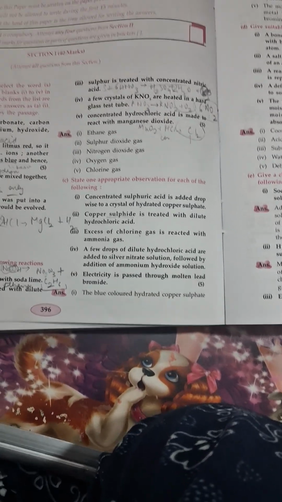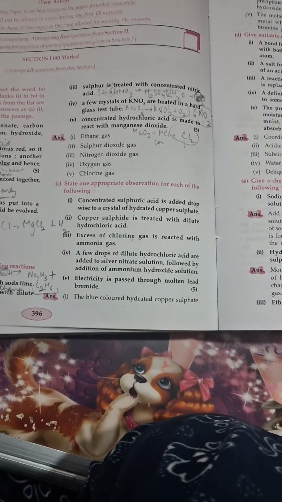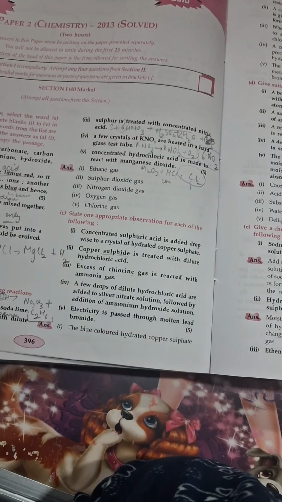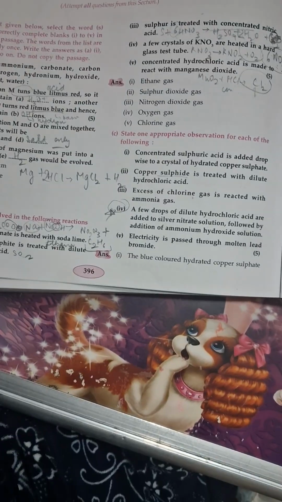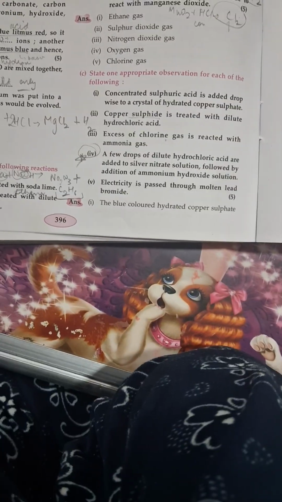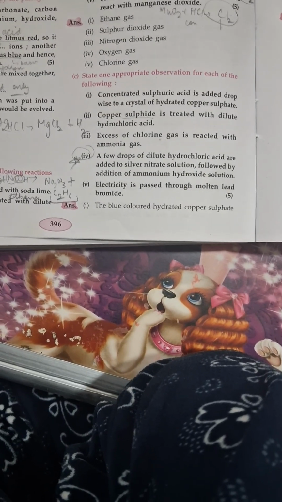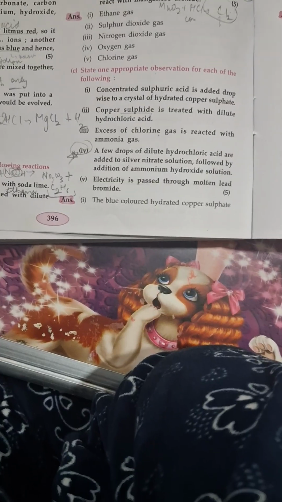So that's the observation. We'll give a two-step observation actually, that a curdy white PPT of AgCl is formed. Sometimes people miss to give the first observation. They directly turn to azure blue, deep blue solution. So we have to first tell that a curdy white AgCl PPT will be formed, after which when it is put in excess, then a deep blue solution will be formed.